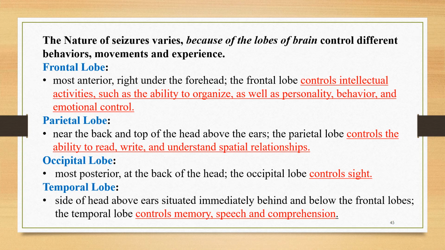The temporal lobe is on the side of the head above the ears, situated immediately behind and below the frontal lobes. The temporal lobe controls memory, speech, and comprehension.